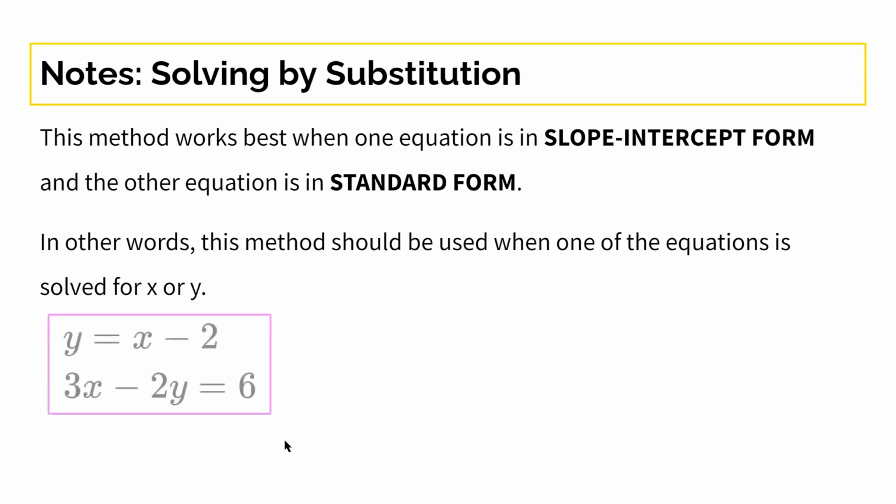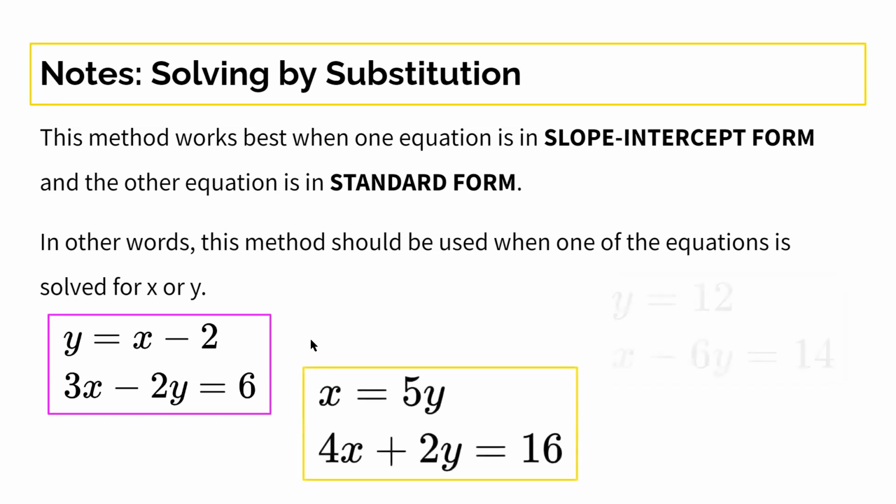So a couple of examples are first, y equals x minus 2 and 3x minus 2y equals 6. That first equation is in slope-intercept form. We have y equals mx plus b, where m is 1 and b is -2. The second equation is in standard form. Ax plus by is c, where a is 3, b is -2, and c is 6. So this is a perfect candidate for solving by substitution.